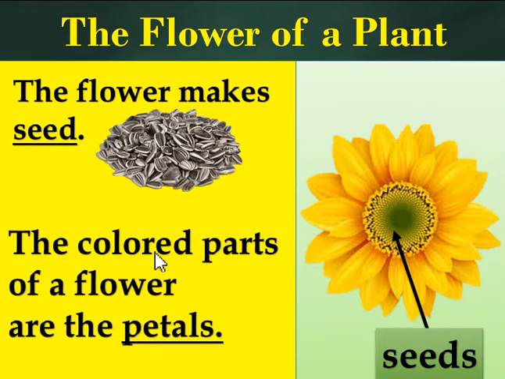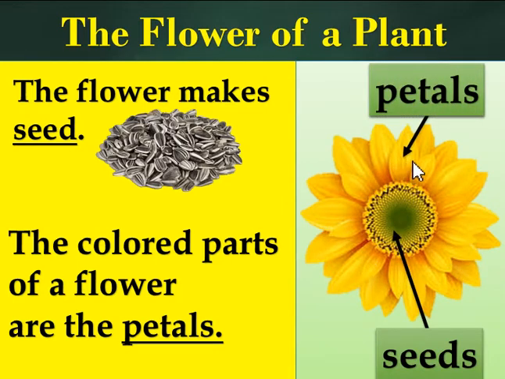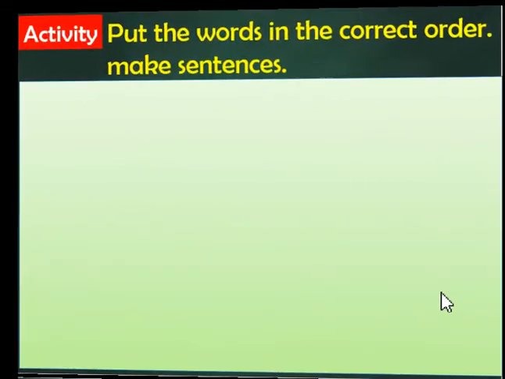And also the colored parts of a flower are called petals. Here, around the flower, they are called petals. Again, outside of the flower, they are called petals. And the inside of the flower, they have seeds.